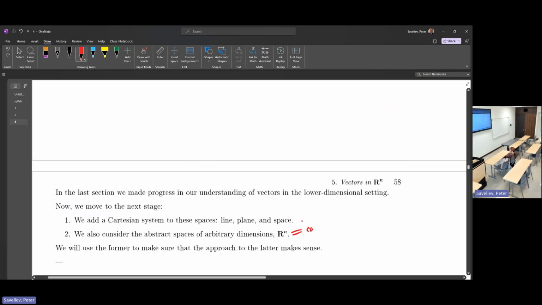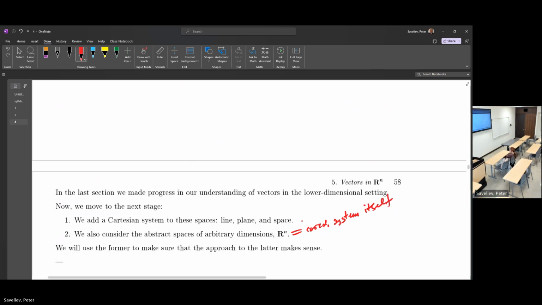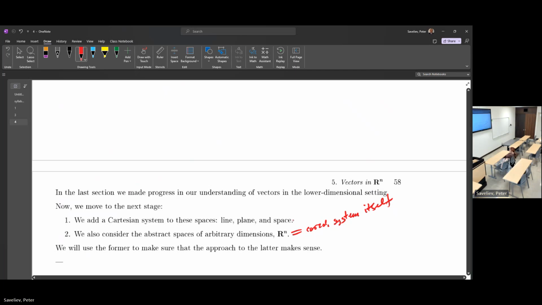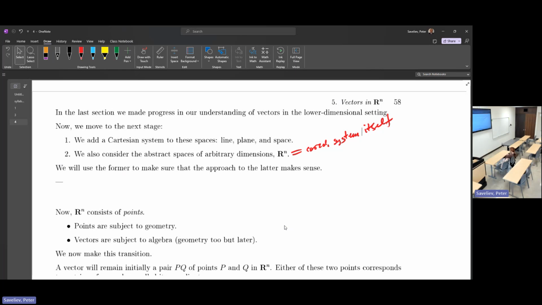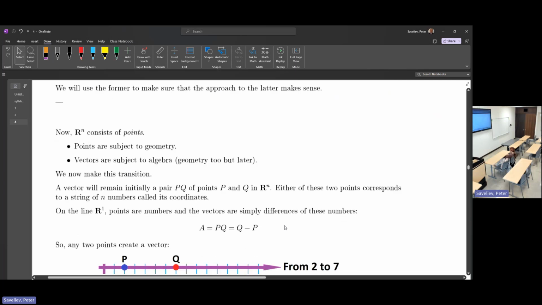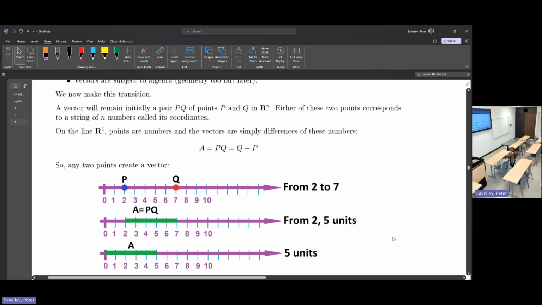It is the coordinate system, because there's nothing but itself. Rn is the coordinate system itself. There is nothing else. So we use the former to make sure that the approach to the latter makes sense, which is what we have started doing. Once again, if we look at points, we subject them to the geometry, and then there are also vectors there. They will be subject to algebra. So let's quickly review, but now with fewer pictures and with more numbers.